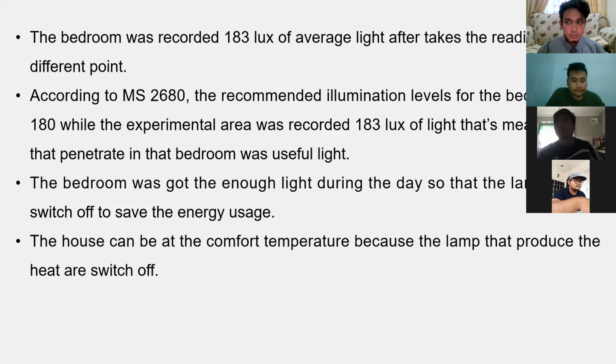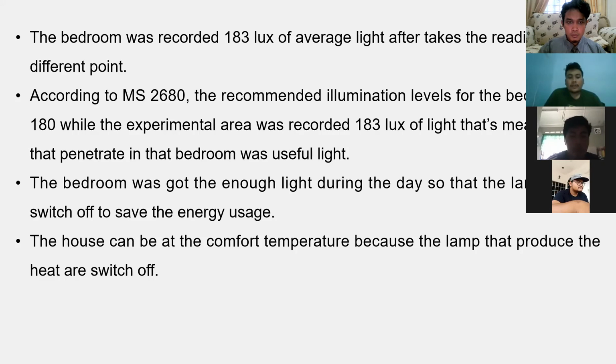bedroom. As we can see, the bedroom differs from the living hall, because of the different number of openings. So the bedroom recorded 183 lux of average light after taking the reading at three different points. According to the MS2680, the recommended illumination level for the bedroom was 180, while the experimental area recorded 183 lux of light. That means the light that penetrates the bedroom was useful light.